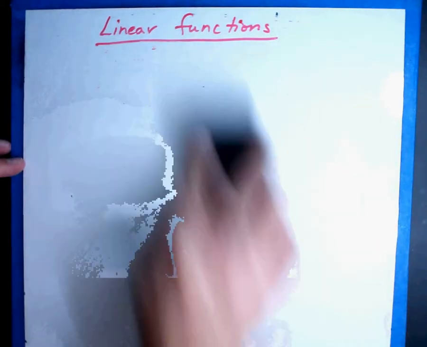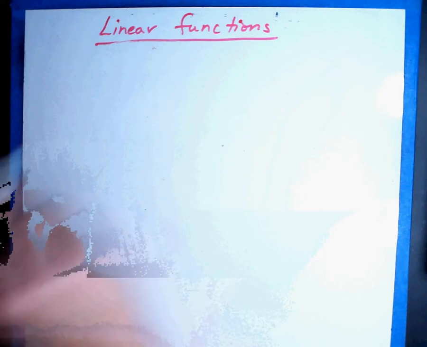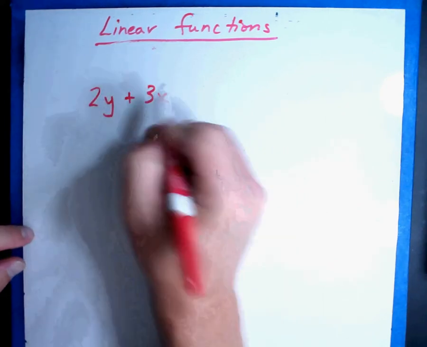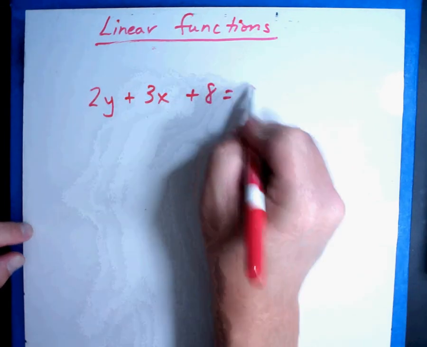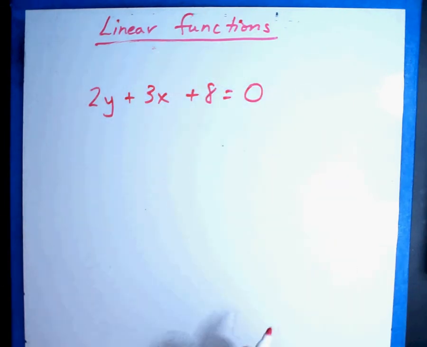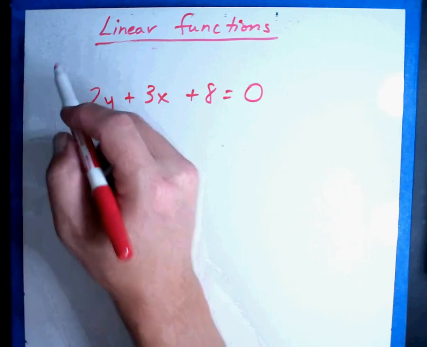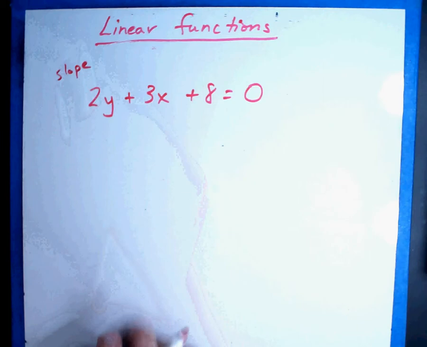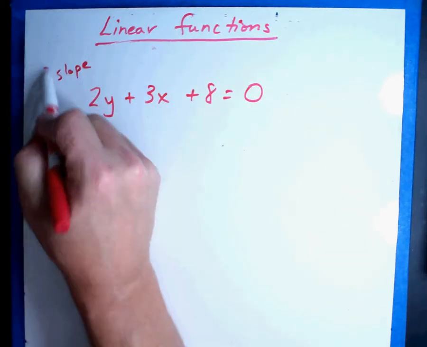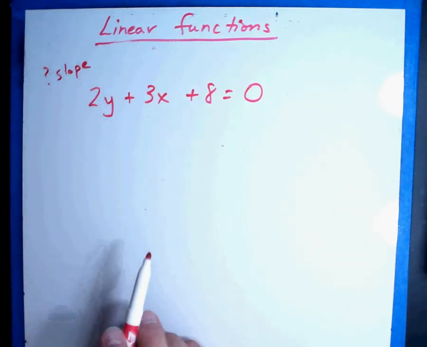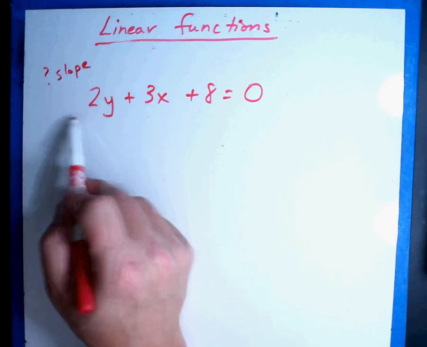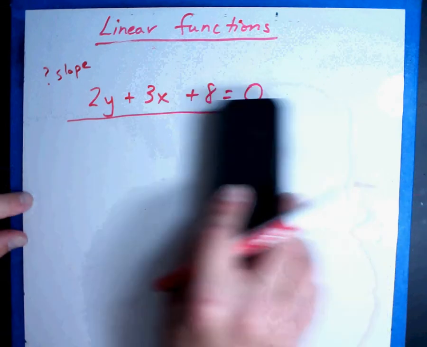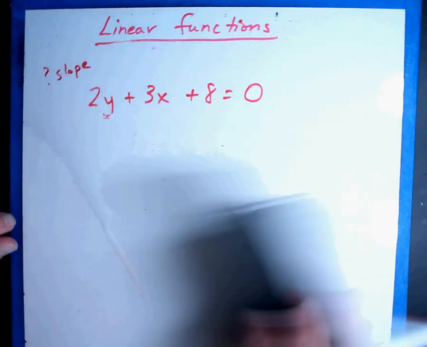I'm going to show it in a little different way than we haven't before. So let's say we have 2y plus 3x plus 8 equals 0. And they want to know what is the slope of this equation. Okay, so that's the question, what is the slope? Well, the problem is it's in the wrong form. I can't leave it like that. I'm going to have to change it somehow and get it into my equation.